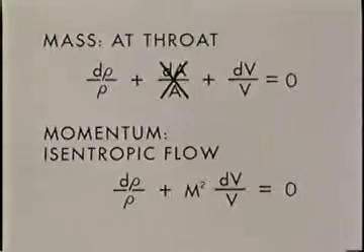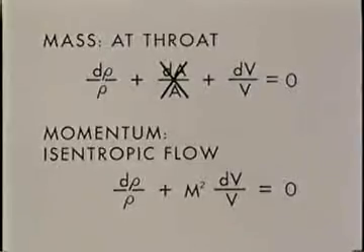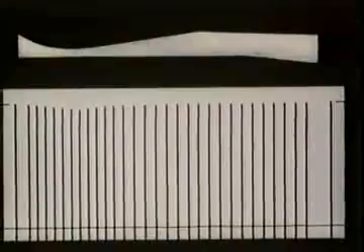Suppose that the Mach number at the throat is not equal to 1. Then the two equations can only be satisfied if dρ and dV are 0. The velocity, density, and pressure are constant near the throat and must be going through a maximum or a minimum there. The flow has a kind of local symmetry about the throat, as in this subsonic case.